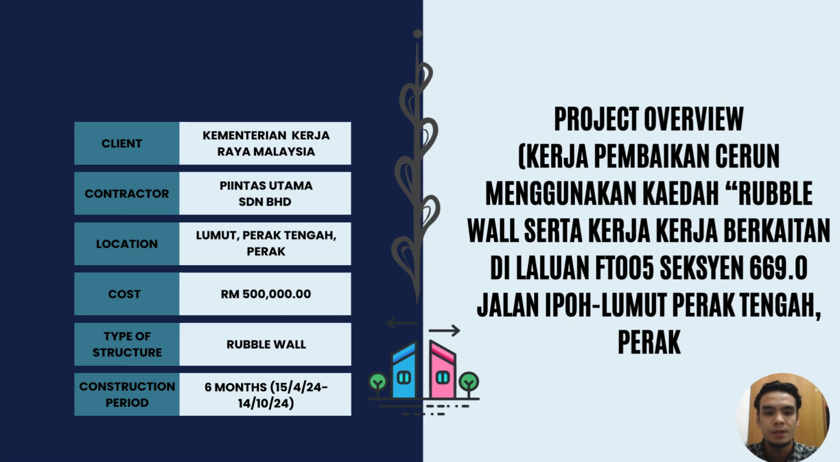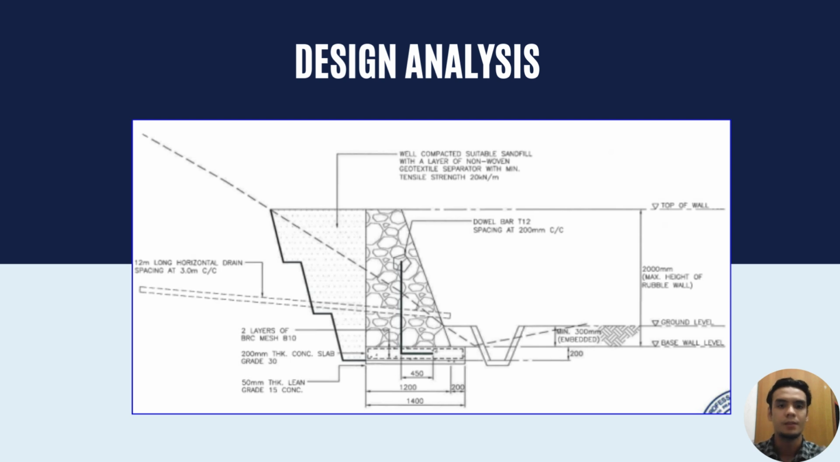So now let's proceed with the analysis of the design for the wall. Now let's proceed with the design analysis for the rubber wall retaining wall. So basically, a rubber wall is a retaining wall made of irregular stone with various sizes, from smaller to bigger ones. In this retaining wall, there are four main engineering considerations that they have implemented.